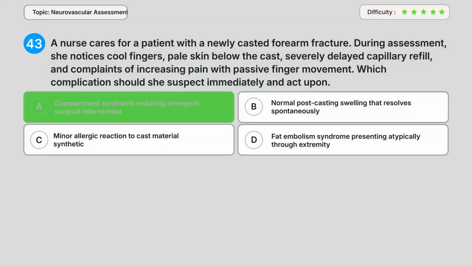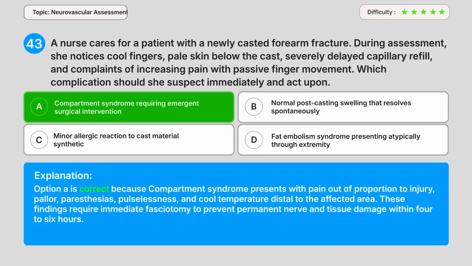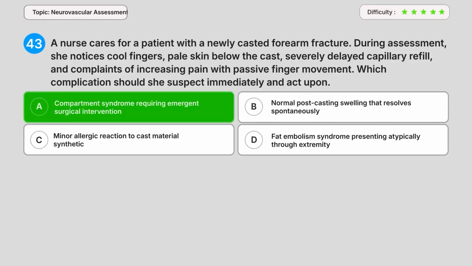Correct answer, A. Compartment syndrome requiring emergent surgical intervention. Compartment syndrome presents with pain out of proportion to injury, pallor, paresthesias, pulselessness, and cool temperature distal to the affected area. These findings require immediate fasciotomy to prevent permanent nerve and tissue damage within 4 to 6 hours.